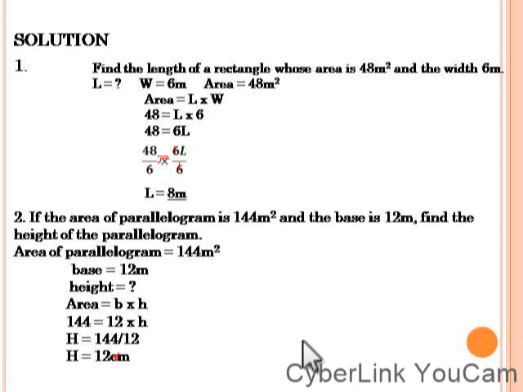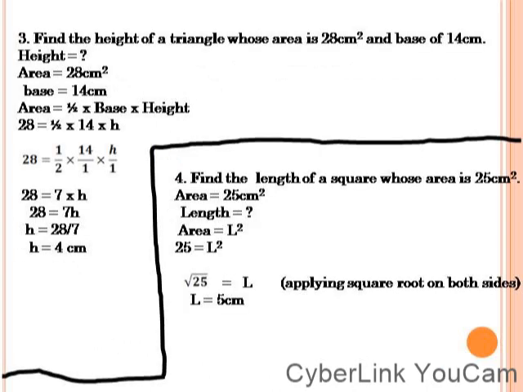Now, let's move to the next solution. That's number 3 now. Question number 3 says, find the height of a triangle whose area is 28 centimeters square and base of 14 centimeters. So we are looking for the height. The area is given to us as 28 centimeters square. The base is given to us as 14.